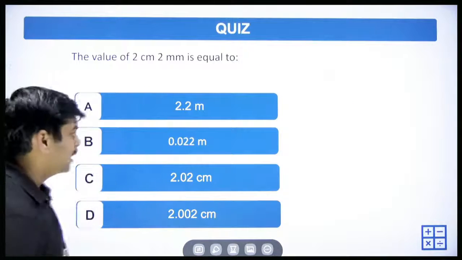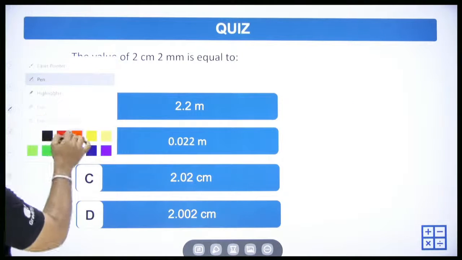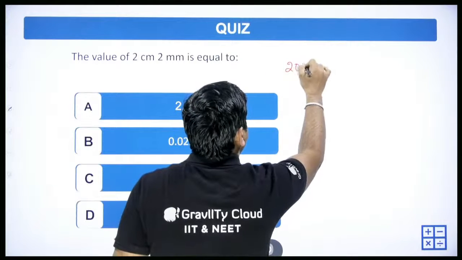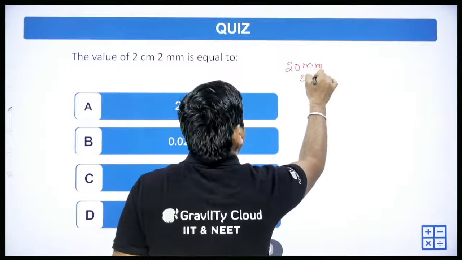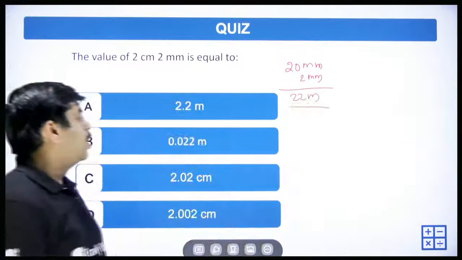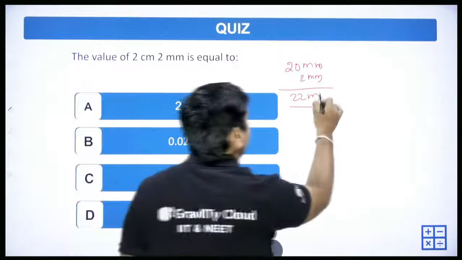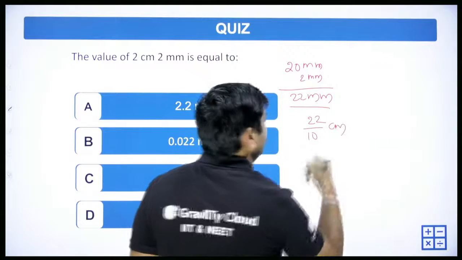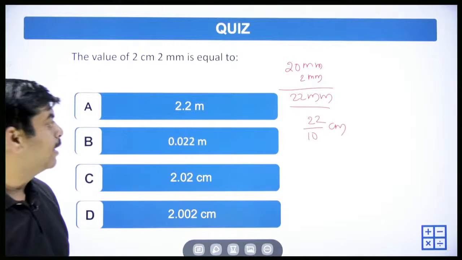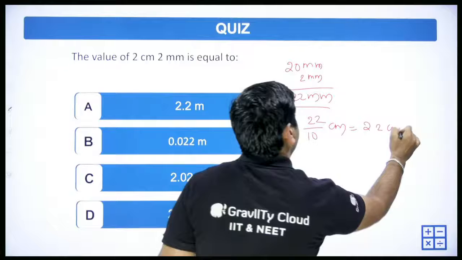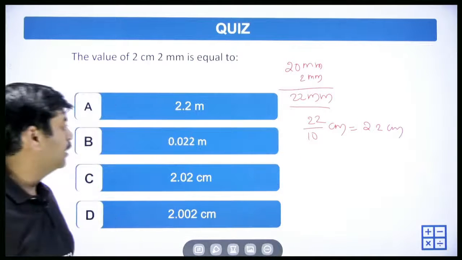2 centimeters is 20 mm. Let me erase once again and start the question again. 2 centimeters is 20 millimeters, and this is 2 millimeters. So that will give you 22 millimeters, but we don't have that. So 22 by 10 centimeters. If you divide by 10, you will get centimeters. So that will become 2.2 centimeters. We don't have 2.2 centimeters, right?